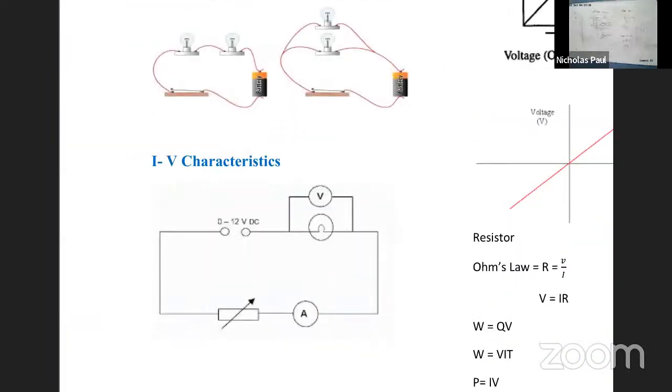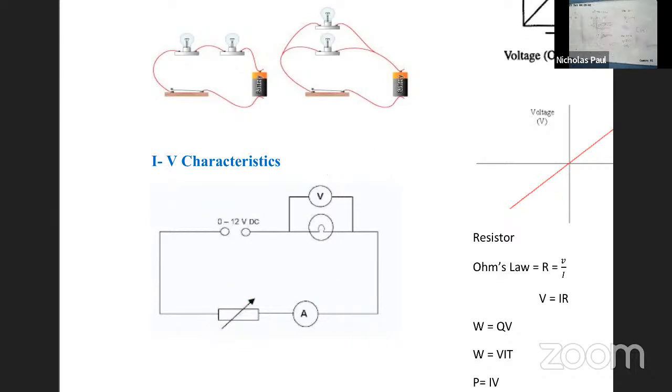The voltmeter connected in parallel, the ammeter connected in series, and your rheostat, or variable resistor. The purpose of the rheostat is to adjust the readings so you can get more than one current and voltage reading, right?